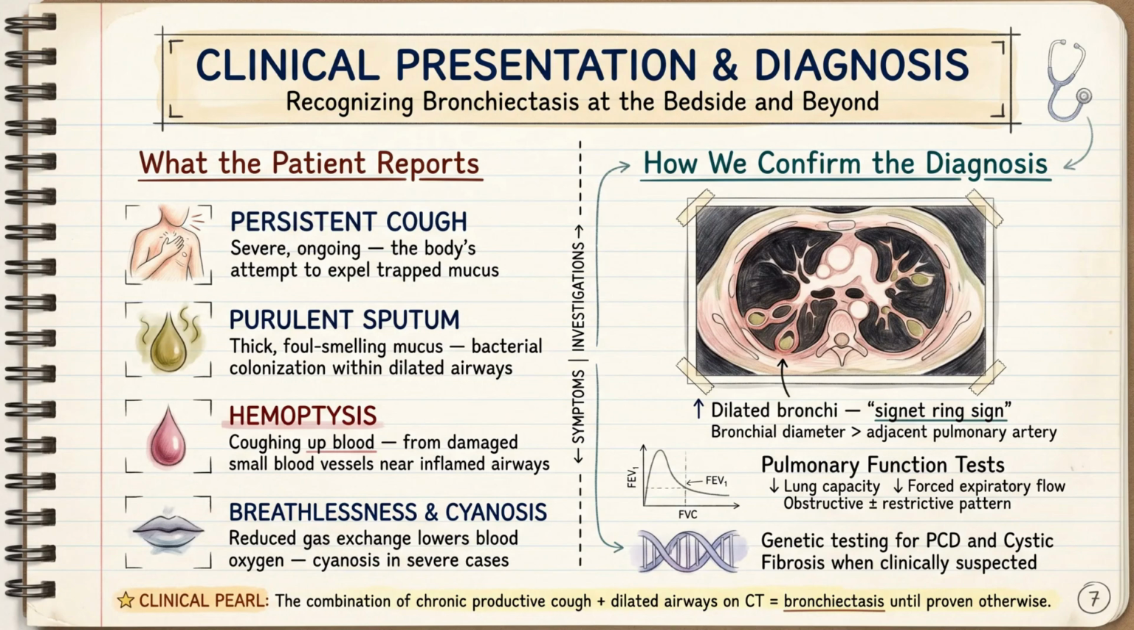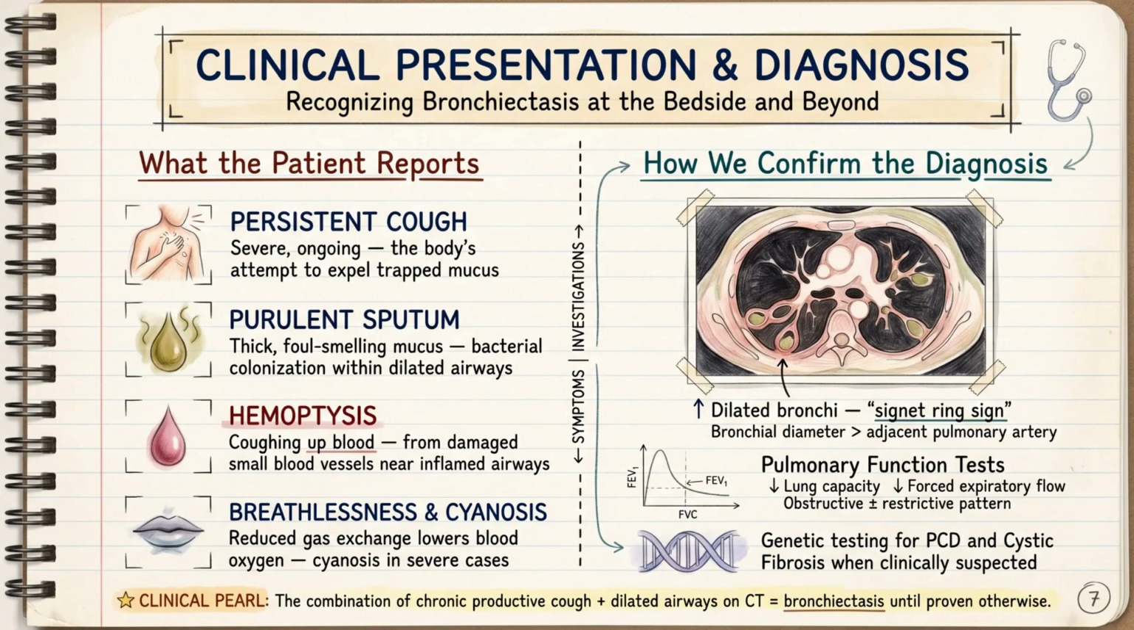Now, how do we confirm the diagnosis? The investigation of choice is high-resolution CT of the thorax. Look for dilated bronchi and the pathognomonic signet ring sign. What is the signet ring sign? The bronchial diameter is greater than the diameter of the accompanying pulmonary artery. In a normal lung, they should be roughly equal. In bronchiectasis, the bronchus has expanded, and that size mismatch is your diagnostic clue.